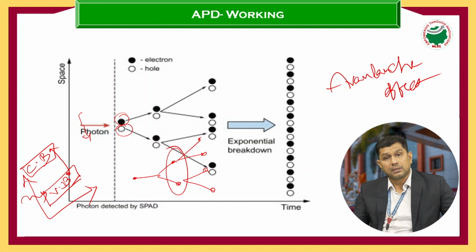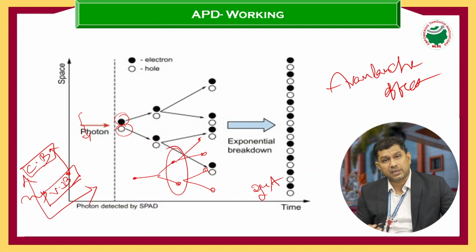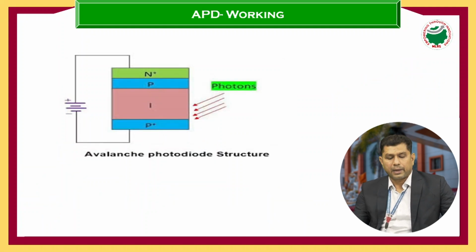You supply the same voltage. The first time you may get something like 2 microamperes of current, and the second time, with the same voltage applied, you may get 3 microamperes. Like this, the output current is not linear in an APD. Now we will see the APD structure.